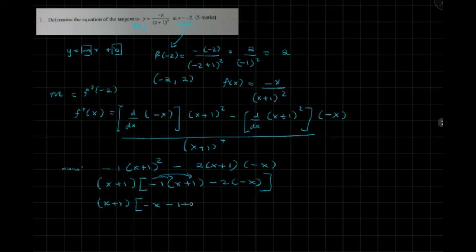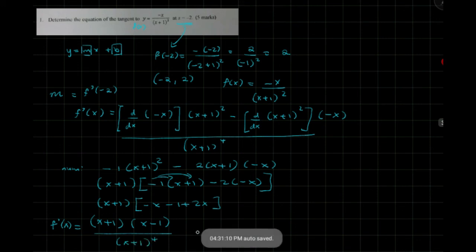So I'm going to expand this out. It's always good to factor this out because it will make our expression more simplified and easier to work with. This is (x plus 1) times (-x plus 2x), which is x minus 1. Okay, so this is what the numerator looks like. So our derivative function f prime of x should be (x plus 1) times (x minus 1) over (x plus 1) to the power 4.